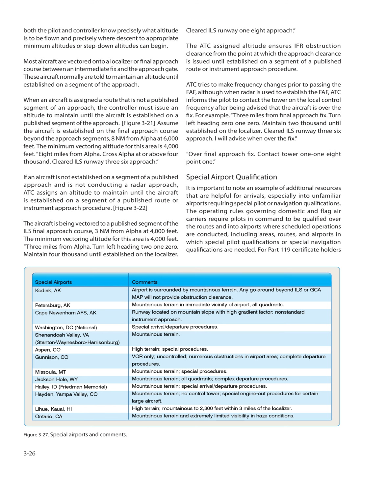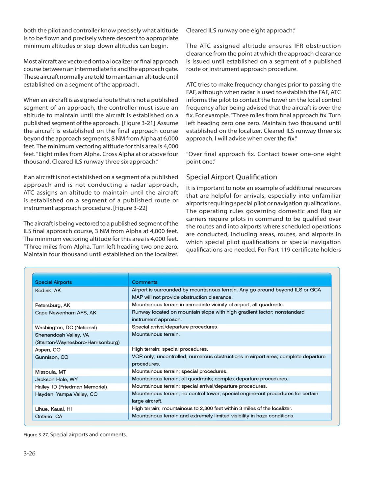When an aircraft is assigned a route that is not a published segment of an approach, the controller must issue an altitude to maintain until the aircraft is established on a published segment of the approach. In Figure 321, assume the aircraft is established on the final approach course beyond the approach segments, 8 nautical miles from Alpha at 6,000 feet. The minimum vectoring altitude for this area is 4,000 feet. "8 miles from Alpha. Cross Alpha at or above 4,000. Cleared ILS runway 36 approach."